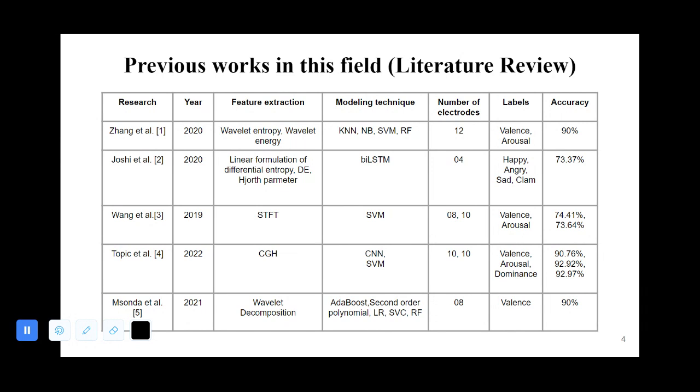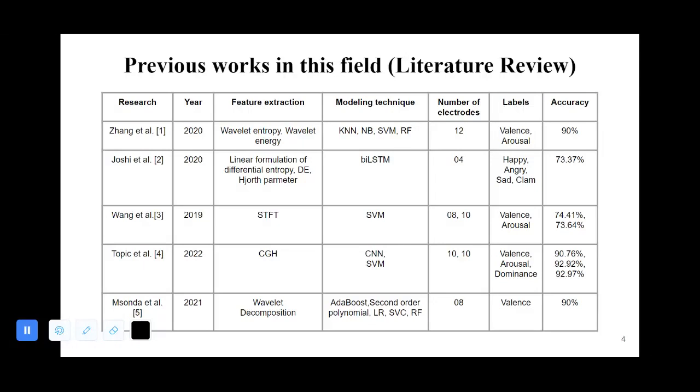Wang et al. used STFT, or short-time Fourier transform, as feature extraction and SVM as the modeling technique. They used 8 and 12 electrodes and achieved 74.41 and 73.64 test accuracy respectively. Topic et al. used CGH, computer-generated holography, as feature extraction and CNN-SGM as modeling techniques. They achieved more than 90% accuracy using two different sets of 10 electrodes. Amsonda et al. used wavelet decomposition for feature extraction and AdaBoost, second-order polynomial LR, SVC, and RF as modeling techniques. Using only 8 electrodes, they achieved 90% accuracy.